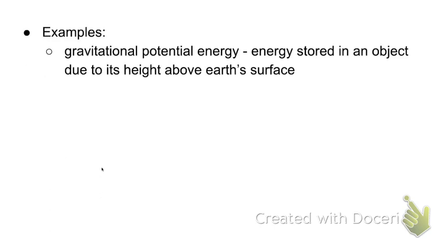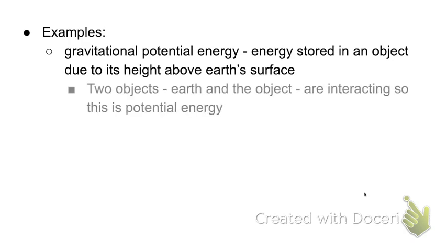So, first example is going to be gravitational potential energy. This is the energy that's stored in an object due to its height above the Earth's surface. This is an interaction between two objects, the Earth and the object. Because the Earth and the object are interacting through the force of gravity, then the object has potential energy.